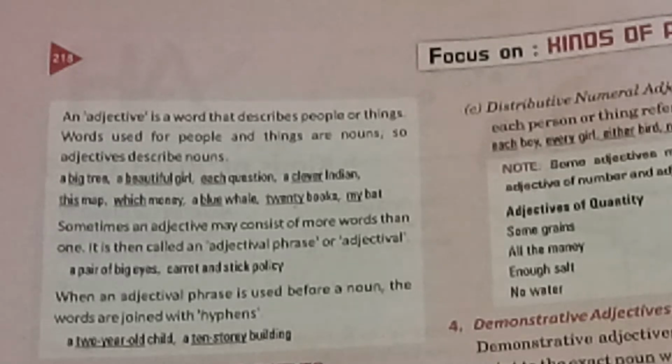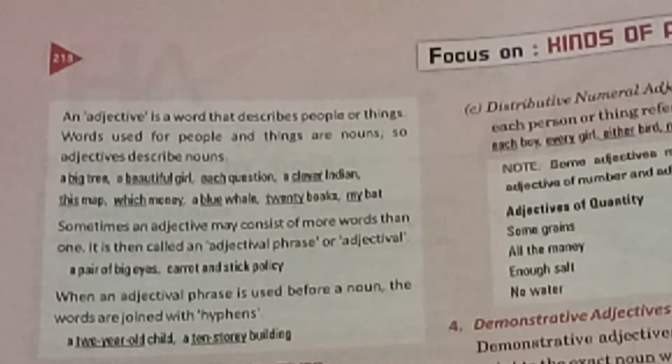Sometimes an adjective may consist of more words than one. Then we call it an adjectival phrase. Suppose a pair of big eyes, right? Eyes are the noun, a pair of big is the adjectival phrase. Carrot and stick policy. Policy को दिया हमने adjective, carrot and stick.